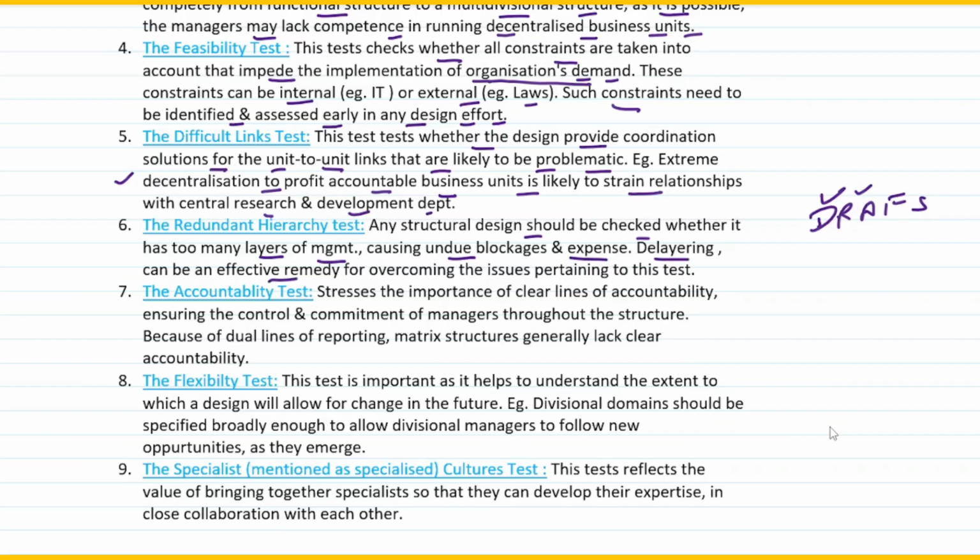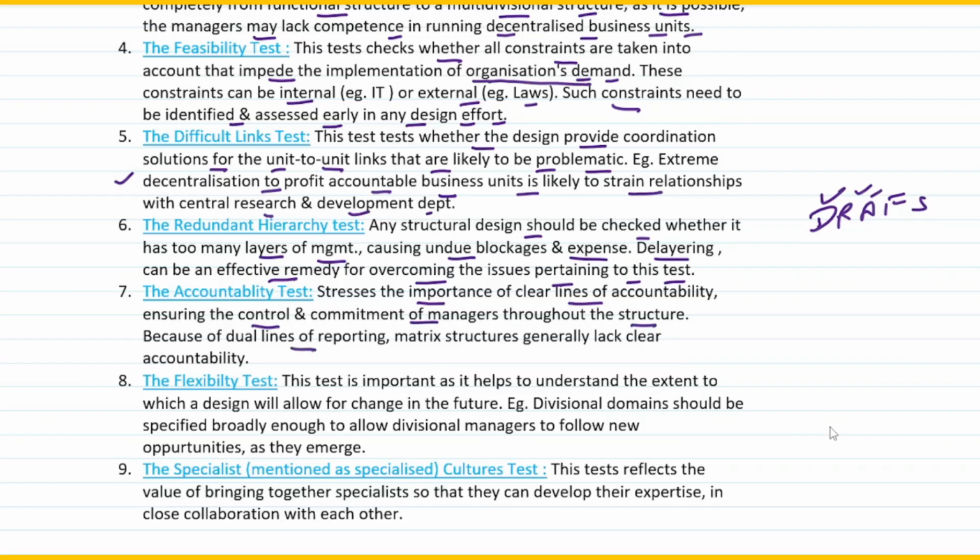Delayering in that case can be an effective remedy for overcoming the issues pertaining to this test, right? Then you come to the A part, that is accountability test. It stresses the importance of clear lines of accountability, which ensures what? The control and commitment of managers throughout the structure.